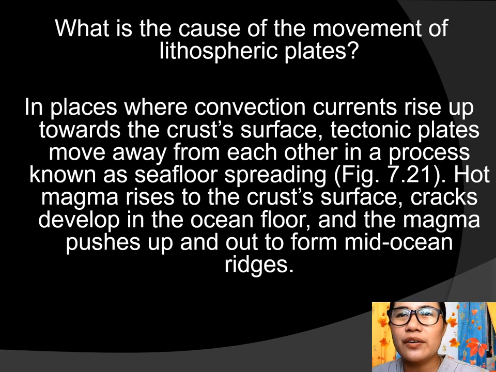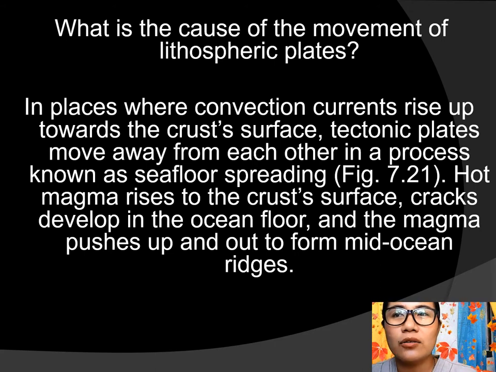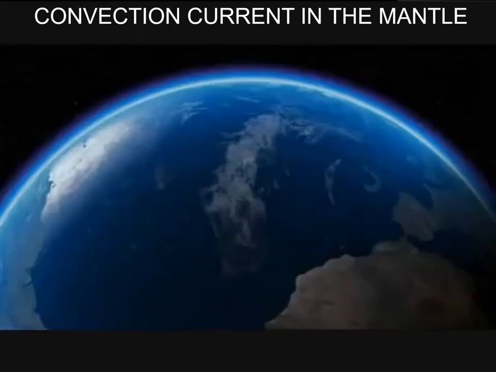In places where convection currents rise up towards the crust surface, the tectonic plates move away from each other, known as the seafloor spreading. The hot magma then rises to the crust surface and cracks develop in the ocean floor and the magma pushes up and out to form the mid-oceanic ridges. And then again, I will end my video with this short video of the convection current that happens in the mantle.